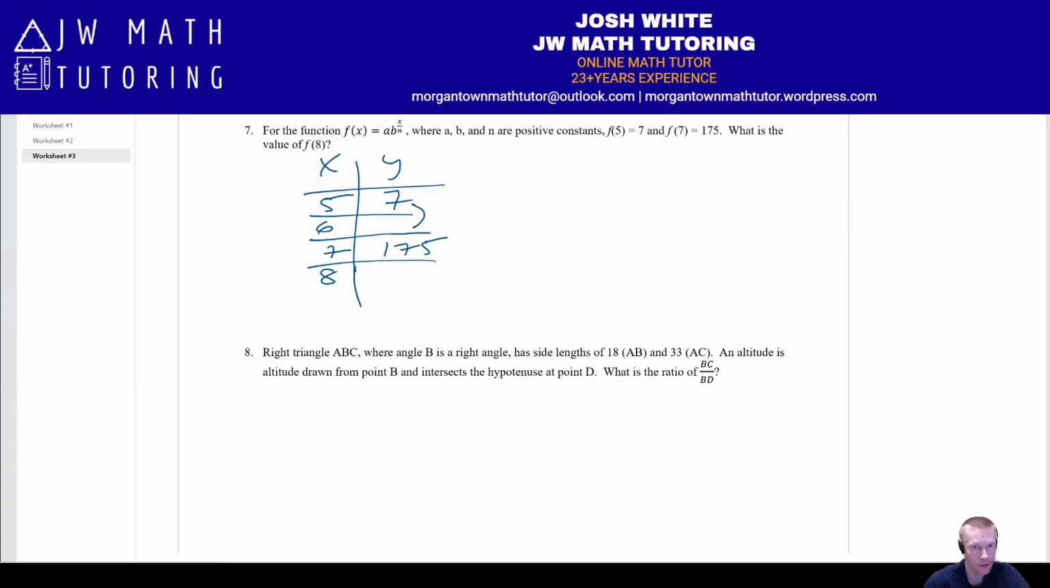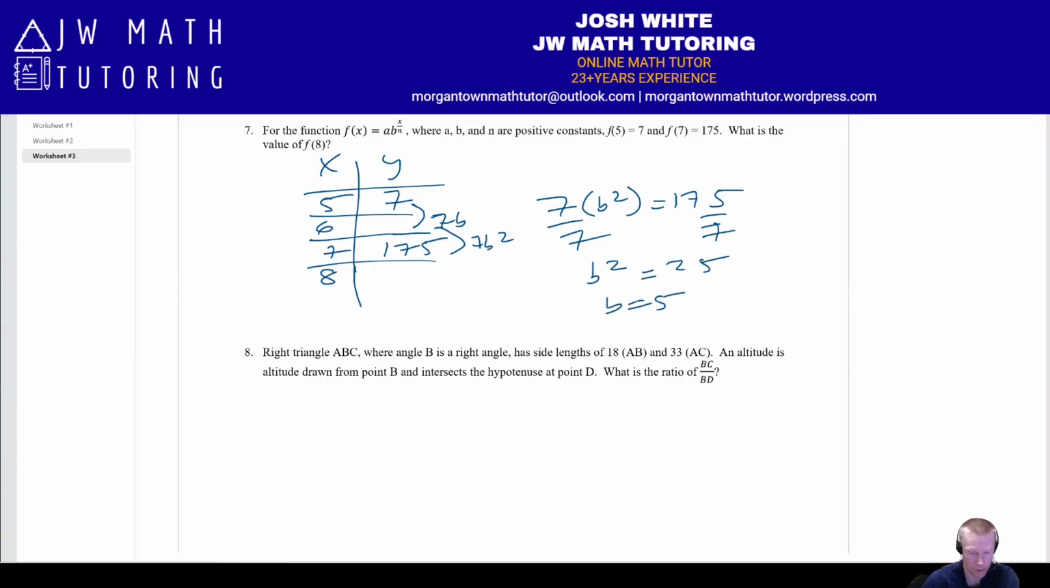So you have 7, you multiply by b, and you get whatever the y-coordinate for 6 would be. And then you do it again, and you get the y-coordinate for 7, which is 175. So, essentially, 7 multiplied by some number twice, i.e. squared, is equal to 175. And you just go ahead and solve this. You divide by 7. Again, this you could also do in Desmos, just do regression. And you get b squared is 25, or b equals 5.